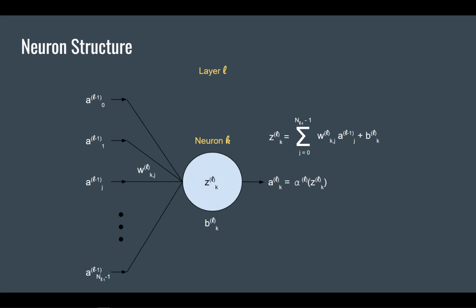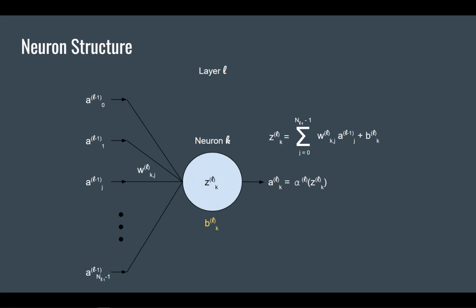Before discussing in detail the source code that implements the training and testing, we will review the diagram that shows the computations occurring at an arbitrary neuron K in layer L. Each neuron in a layer is connected by weights to either the inputs to the neural network or to the outputs of the previous layer. The inputs to the neuron are labeled as A superscript L minus 1 sub j, with j going from 0 to n sub L minus 1 minus 1. Their corresponding weight is labeled W superscript L sub k comma j.